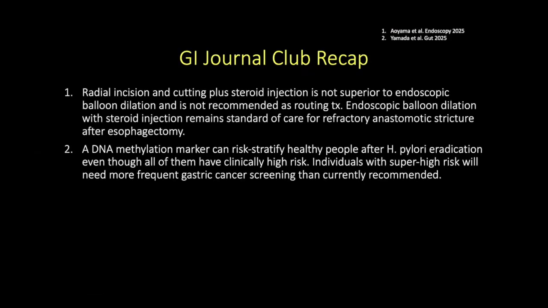For the general club recap today, radial incision and cutting plus steroid injection is not superior to endoscopic balloon dilation and is not recommended as routine treatment. Endoscopic balloon dilation with steroid injection therefore remains standard of care for refractory anastomotic stricture after esophagectomy. 2, a DNA methylation marker can risk stratify healthy people after H. pylori eradication, even though all of them have clinically high risk. Individuals with super high risk will need more frequent gastric cancer screening than currently recommended.